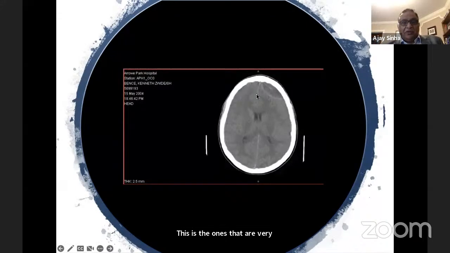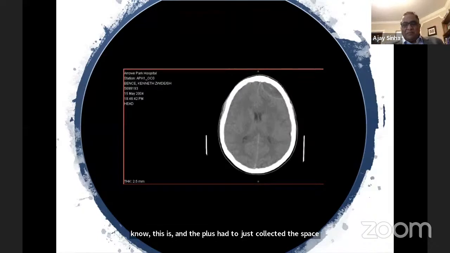Sometimes, this was an interesting one. We thought it was a subdural empyema, but it turned out to be an epidural collection of pus. So this turned out to be a lot easier than we thought. The pus had just collected in the epidural space from a frontal sinus infection.